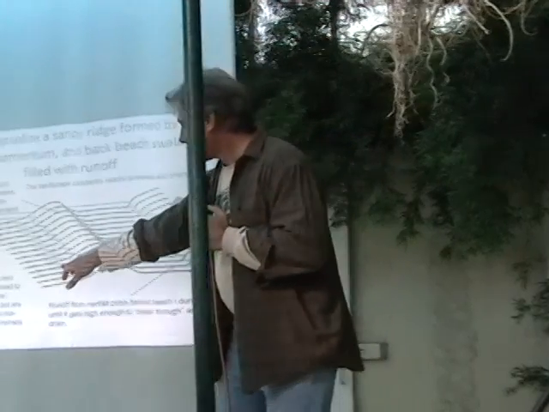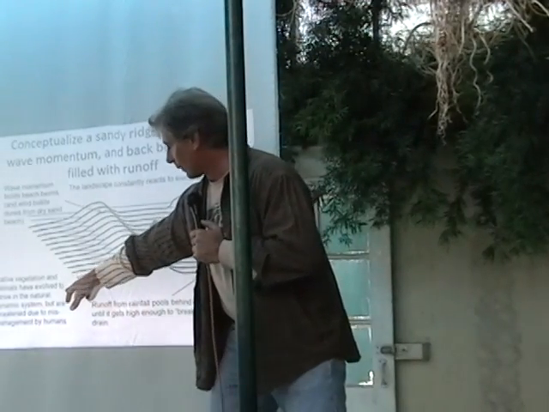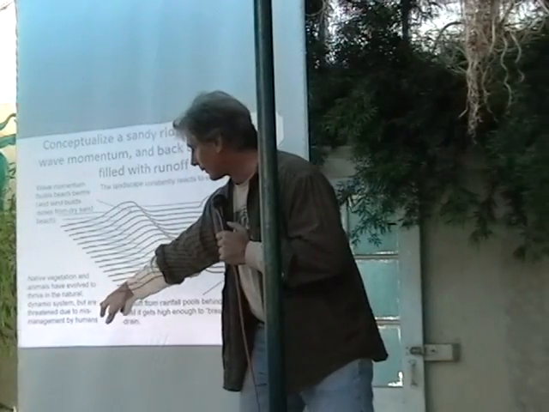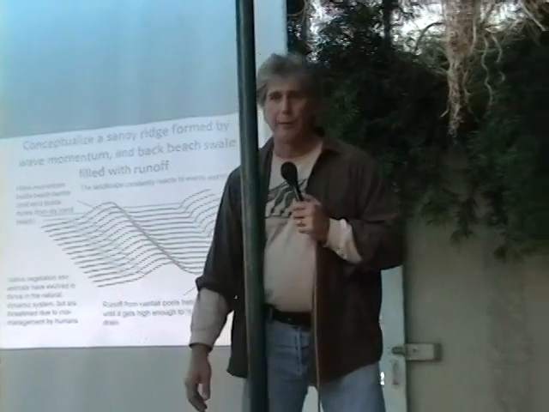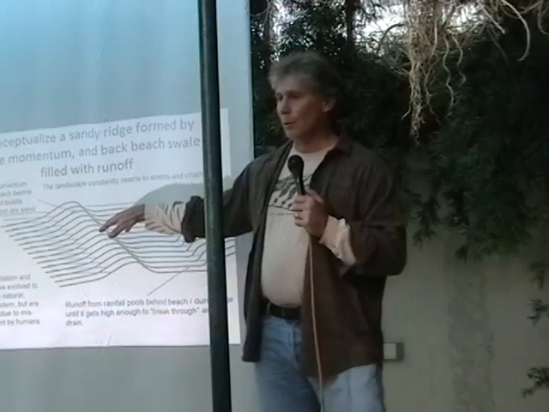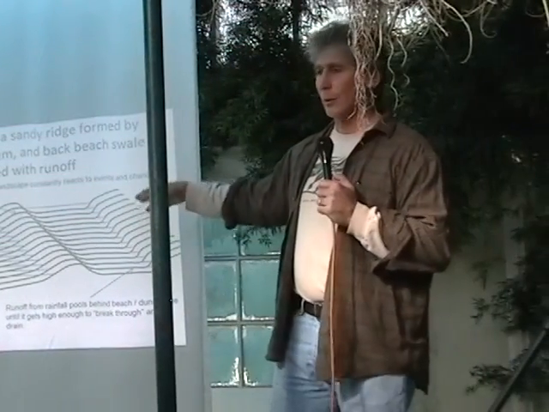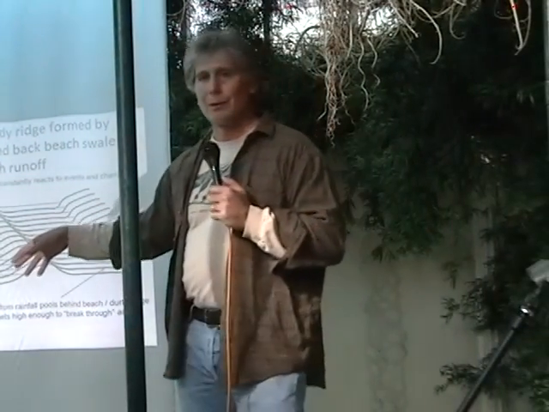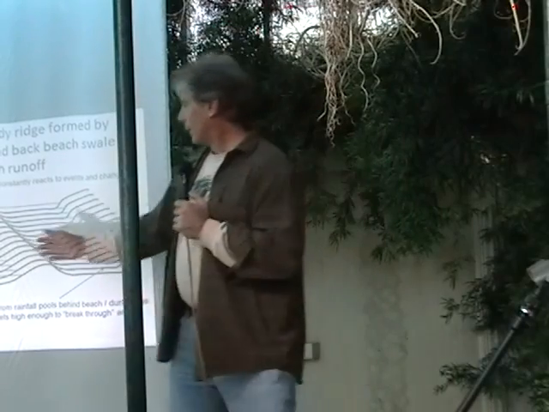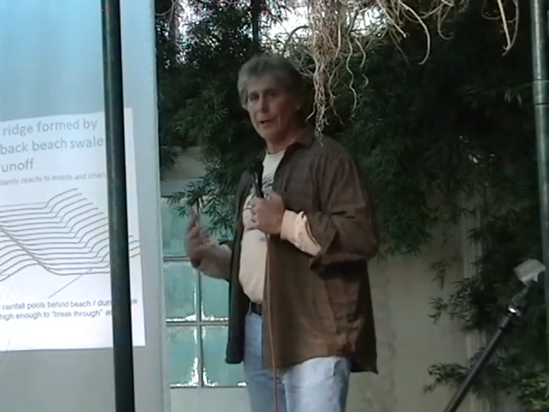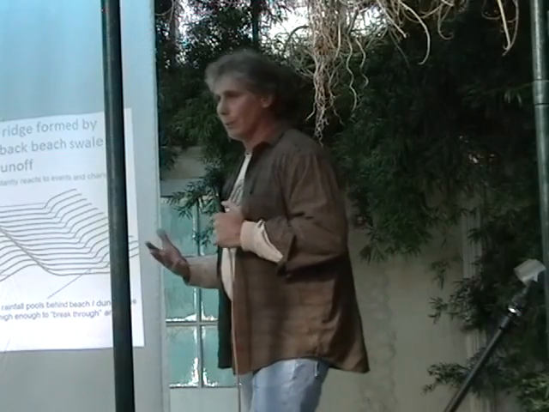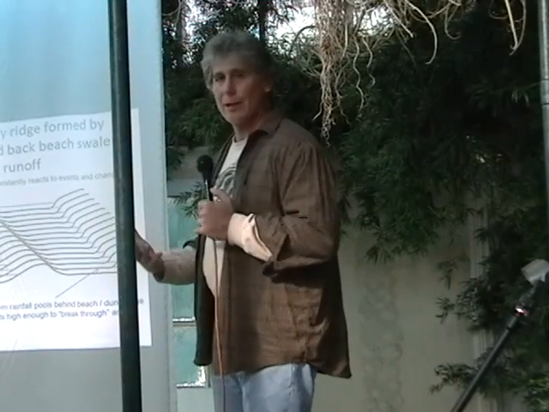Now, native vegetation and animals have evolved to thrive in the natural dynamic system, but are threatened due to our mismanagement. These things don't happen anymore at Laguna Salada, except for the flooding parts and maybe the erosion parts, because we've impacted the system, we've constrained it so it can't react, it can't function. And that's the biggest threat to habitat, is that we've taken what they have evolved to live in and we've changed it.